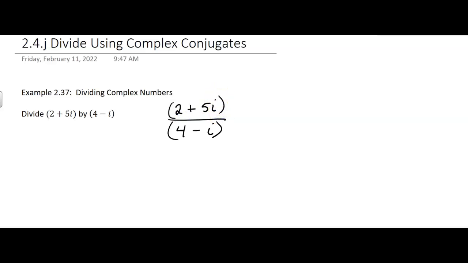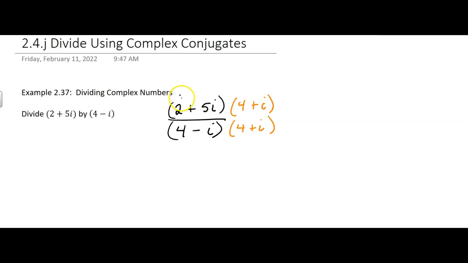Then I'm going to think about what is the conjugate. The conjugate of the denominator. You have to make sure you get the right one. So the conjugate of the denominator is 4 plus i. So that's what we're going to multiply in both the numerator and the denominator.